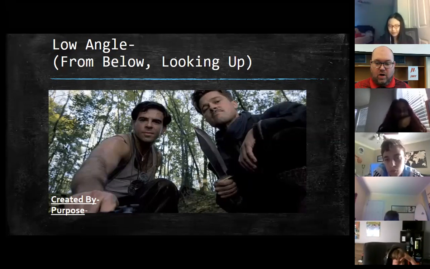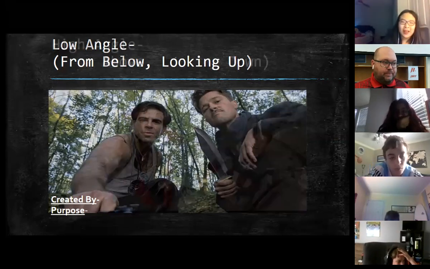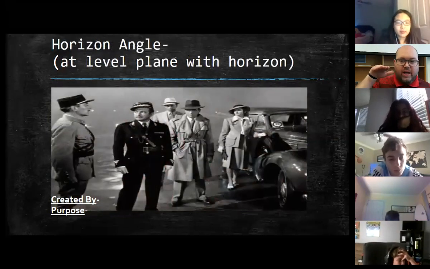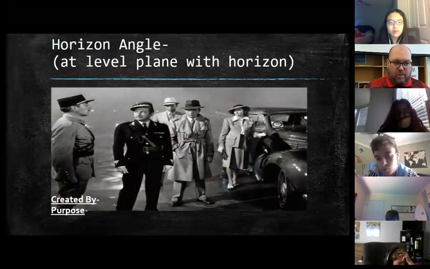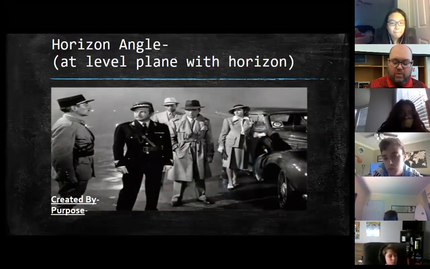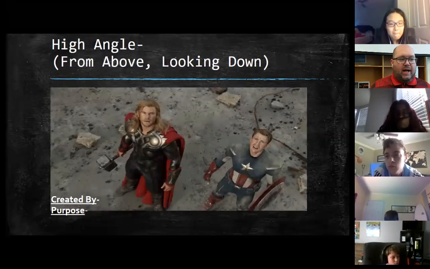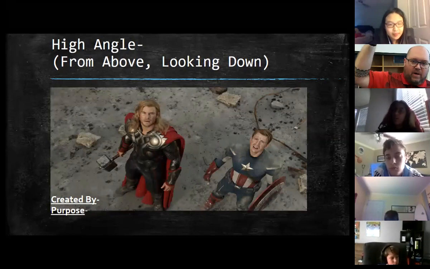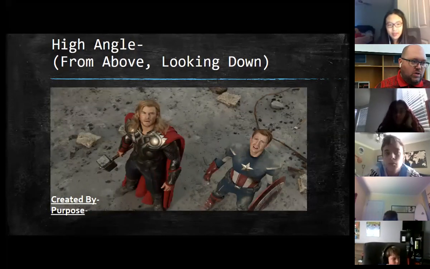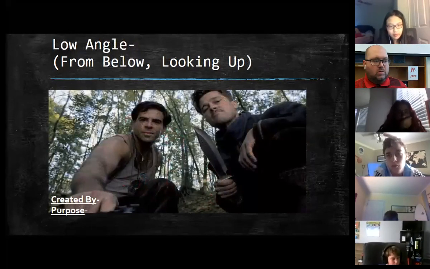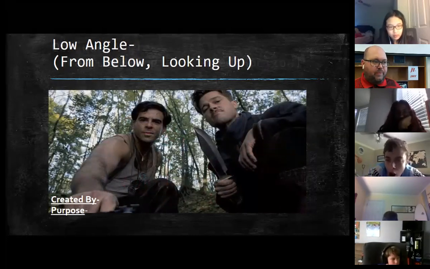Any questions so far? All right, you guys are doing awesome. Keep it up. All right, so we've got horizon, where our camera is pointed flat and straight out. Level plane with the horizon, level plane with our shot. High angle, where our camera is placed high above, shooting downwards. Low angle, where our camera is going to be placed below, looking up.